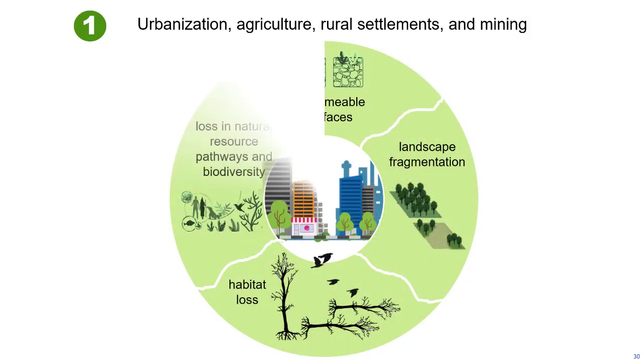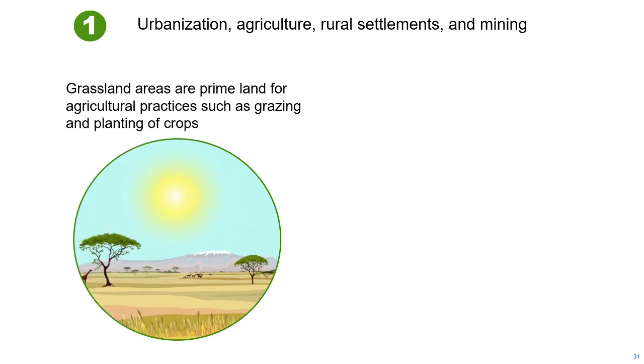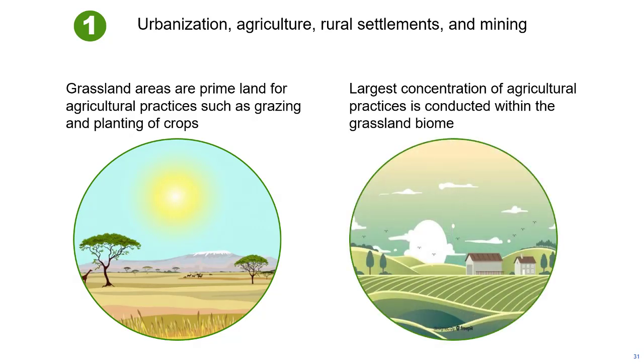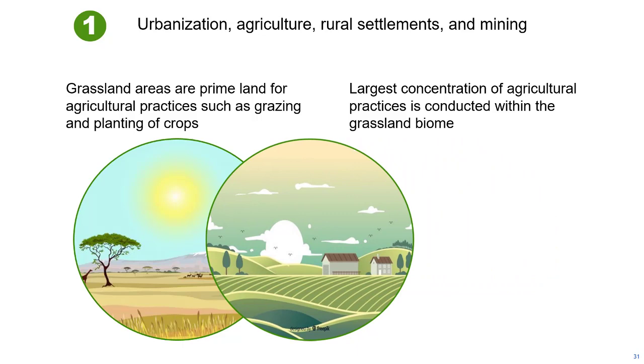Urbanization causes the establishment of impermeable surfaces, landscape fragmentation, habitat loss, and a loss in natural resource pathways and biodiversity. Most grassland areas are prime land for agricultural practices such as grazing and planting of crops. The largest concentration of agricultural practices is conducted within the grassland biome. Compared to the rest of Southern Africa, the grassland biome is the most impacted and therefore under threat.